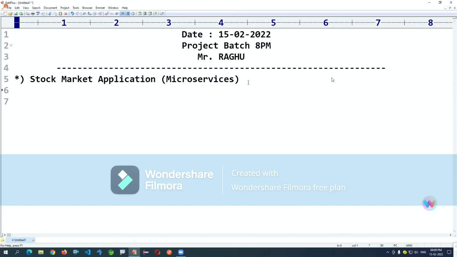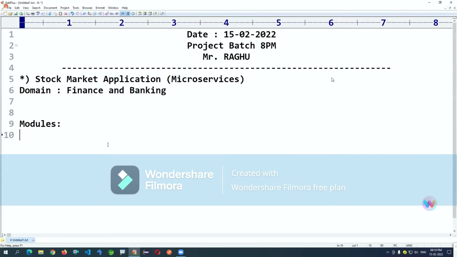Okay, this domain comes under finance and banking. Here we'll be having different types of modules. One is the company, which has to be registered. Second is the mediator, the broker. Third is the customer.